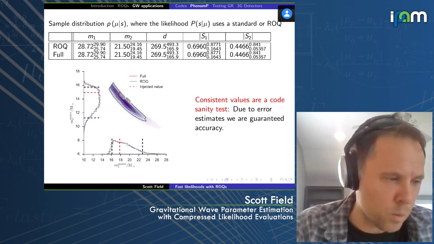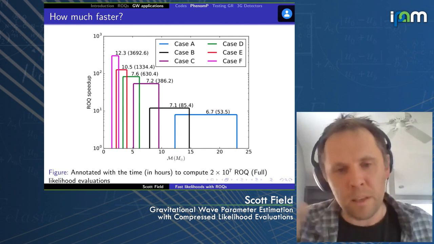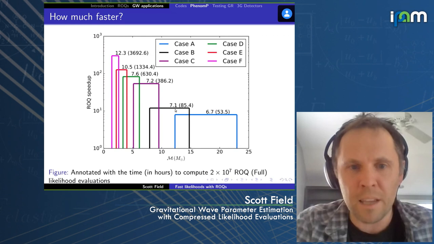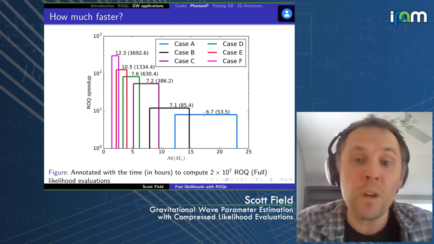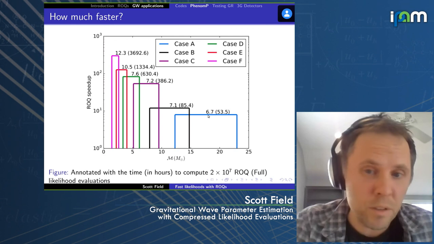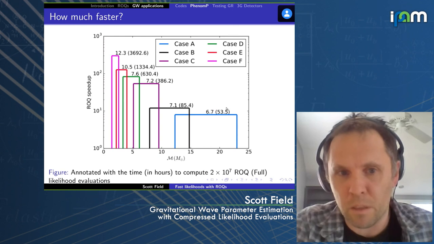So given that they're the same result, how much faster? This depends on where we are in our parameter space. This plot shows the different cases that I talked about: the heavier binary black hole cases over here in this blue box, the lighter BNS cases down here. There are two numbers on top of the box. This number is the ROQ time in hours, so 6.7 hours, and this is the time it would take using the full likelihood, so roughly 53. Certainly the most dramatic speedups we get are for the BNS cases.